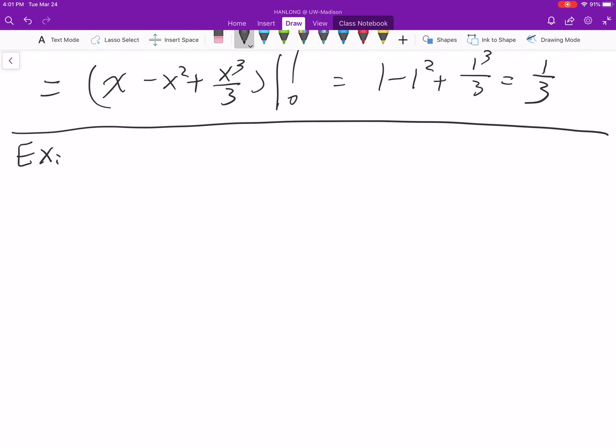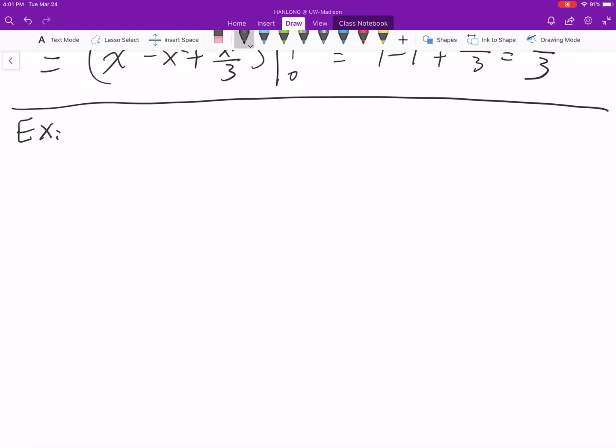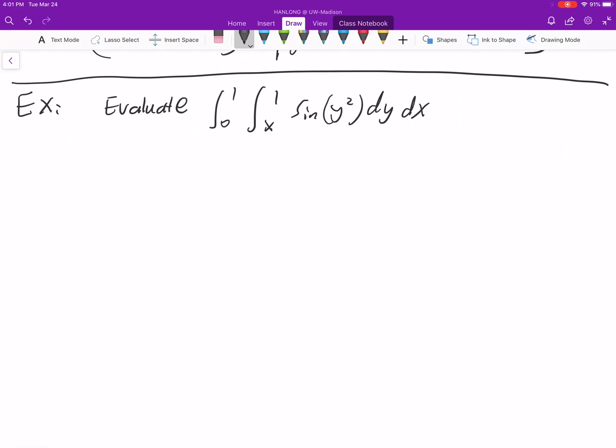Next, I will show you one tricky example. Although you can view it as type 1 or type 2, to get the explicit integral, the only convenient way to do that is to view it as one type of domain. So the problem is to evaluate the integral of sine y squared, where y is between x and 1, and x is between 0 and 1.